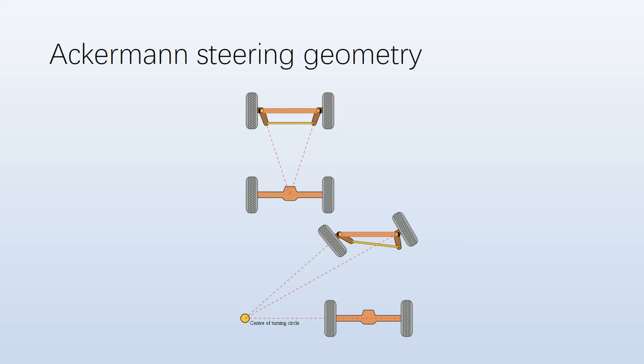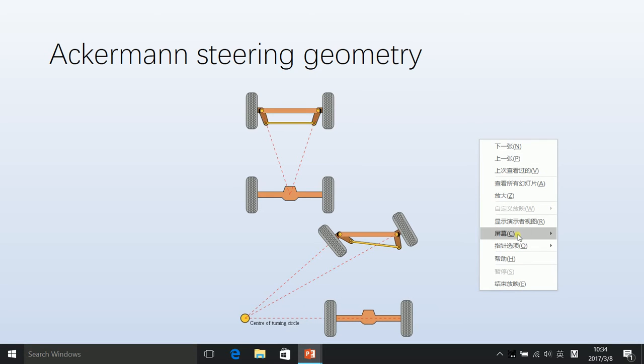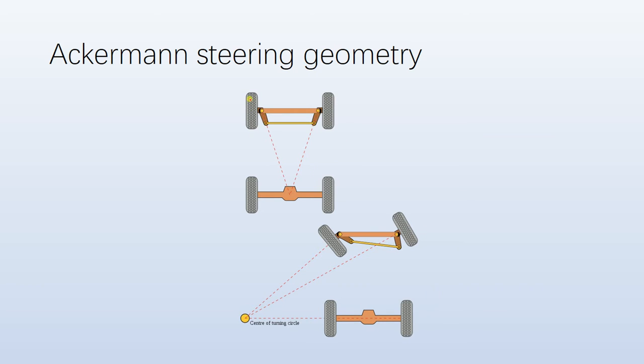Last, I want to talk a little bit more about Ackermann steering geometry. As you can see, these are the four wheels of the car. This is the anterior axle, this is the posterior axle, and this is a trapezoid steering mechanism. According to Ackermann steering geometry, when a car is turning, the four wheels will have different routes, which is shown here. But they will have the same center of turning circle, which is shown here.